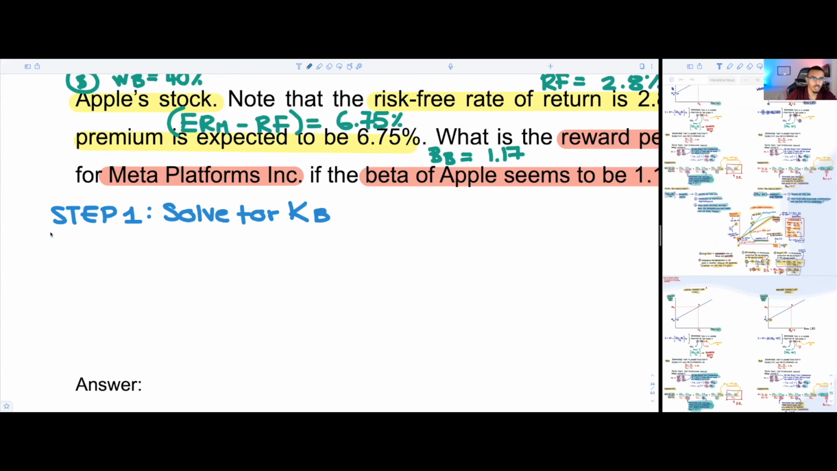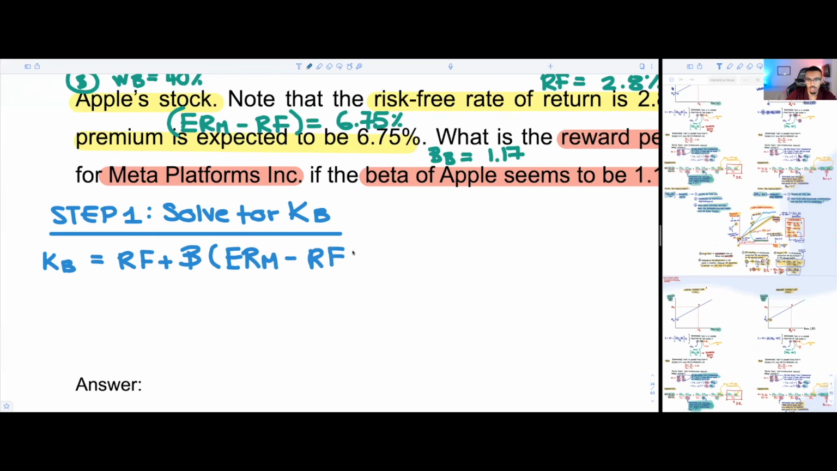Solve for KB. Now, of course, at this point, this should be the gospel. So KB will be equal to the risk-free rate plus beta times the market risk premium minus RF. Now, in this case, once again, we do not know KB, but we know everything else. So it becomes a simple game of solving for the missing piece.